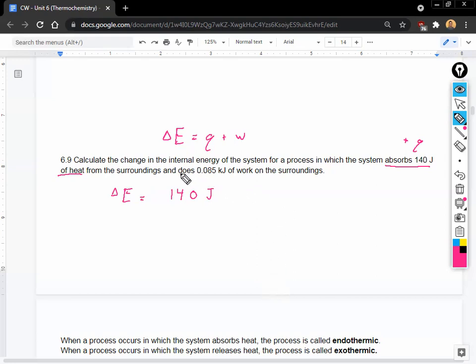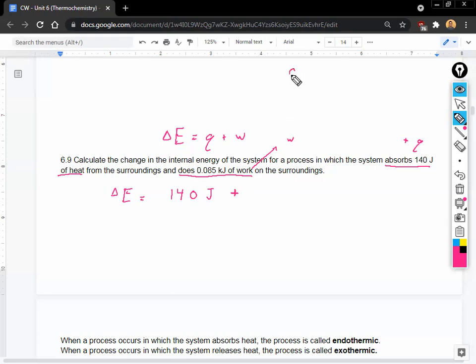All right, next we're going to look at work, and it says it does 0.085 kilojoules of work. Obviously, this is going to be our W value. Now, if the system does work, is that going to be a positive value or a negative value? Who thinks positive? Who thinks negative? Yeah, so it's actually going to be negative.